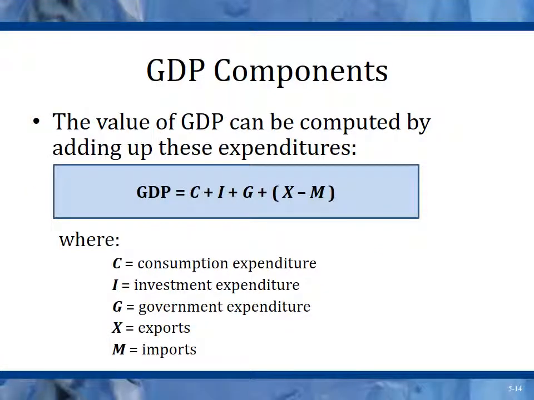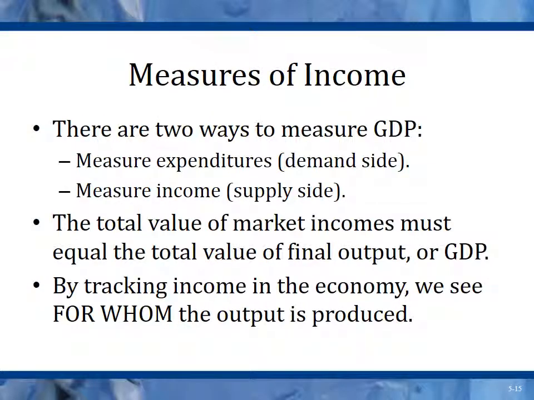GDP components. The value of GDP can be computed by adding these expenditures: consumer expenditures, investment expenditures, government expenditures, and then exports minus imports. Measures of income. There are two ways to measure GDP. Measure expenditures on the demand side, or measure income on the supply side. The total value of market incomes must equal the total value of final output, or GDP.